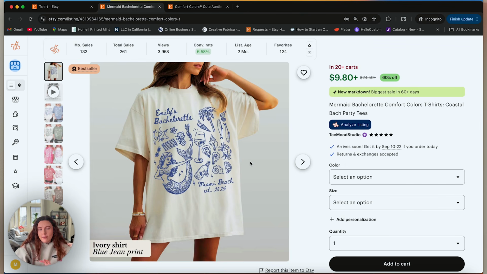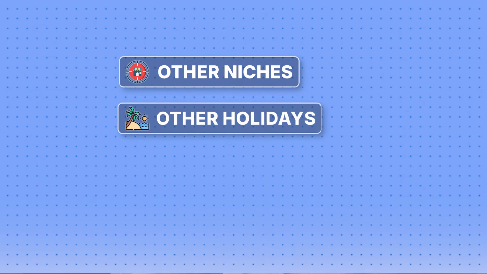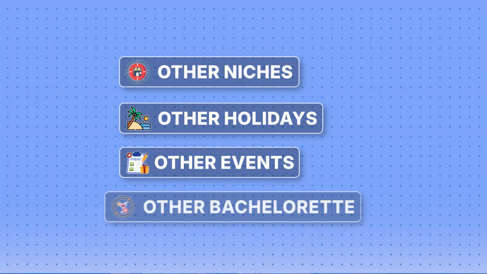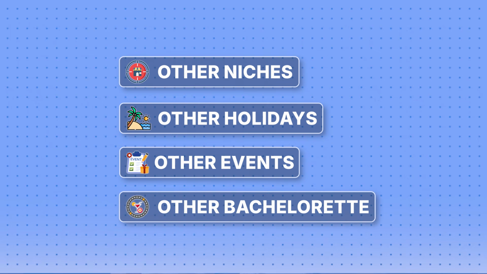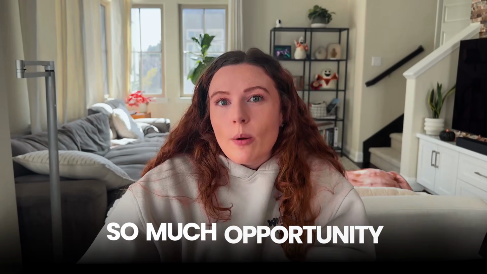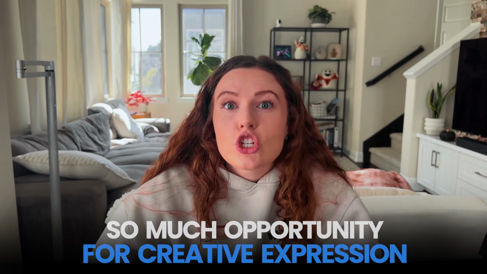So every time that you see these listings, start to break them apart and understand the components that go into a bestseller, and not just a bestseller, an immediate bestseller. And so when I see this, this opens up a world for me to say, we can use this same roadmap and the same recipe for other niches, other holidays, other events, other bachelorette and bridesmaid themes as well, because there's data here that shows that it's working well, and so much opportunity for creative expression and change that we can make these listings our own and do our own designs.